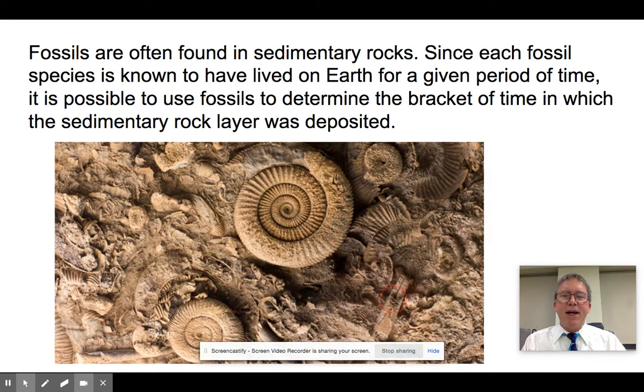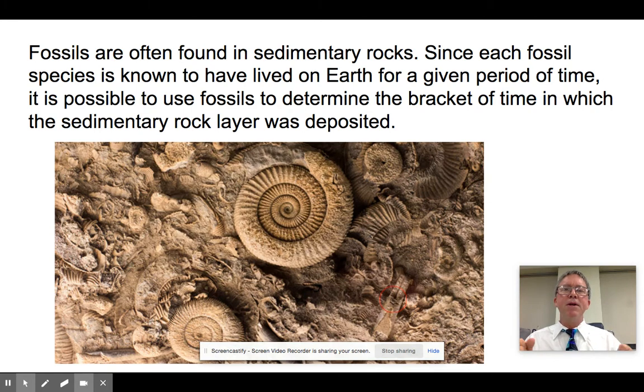Now, another way we can tell how old things are is by using fossils. Many sedimentary rocks have fossils in them. They're deposited in the water, and there are things that live in the water. The age of these fossils has been determined over time by using radiometric dating of igneous rocks to figure out how old these particular fossils are.